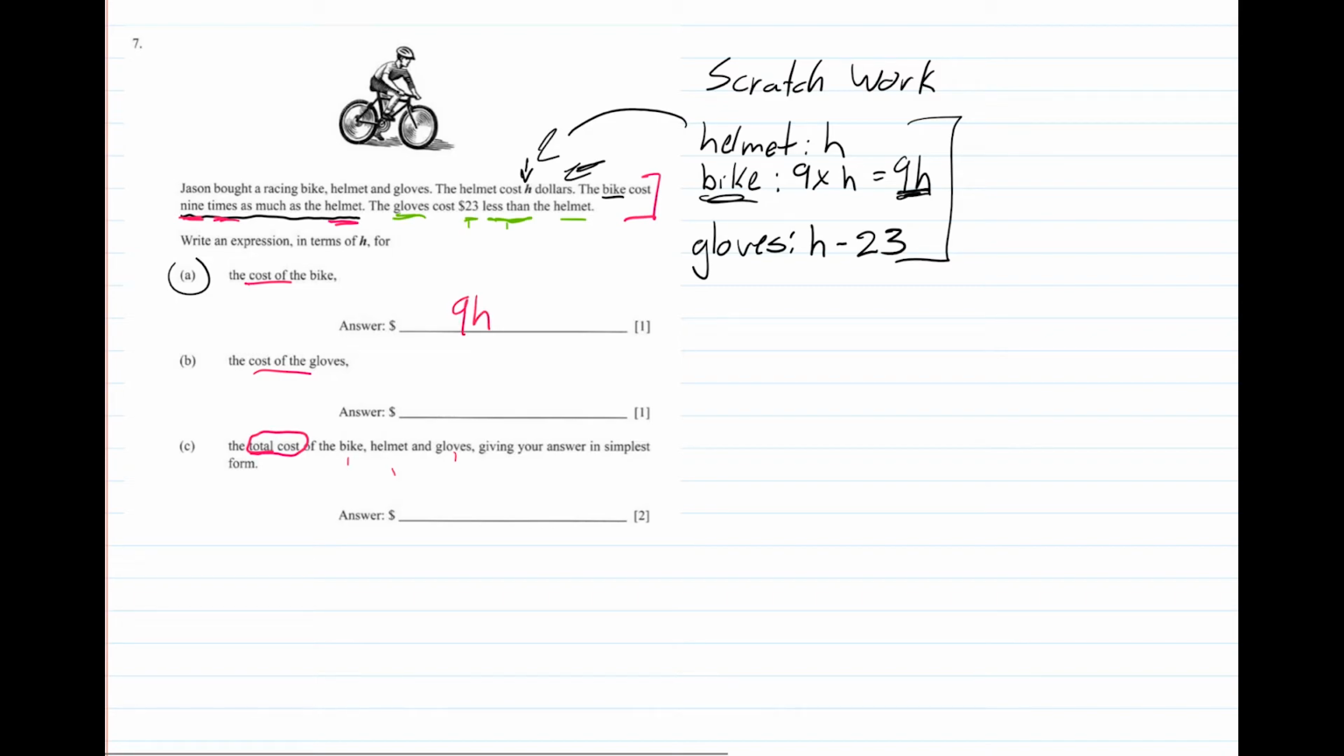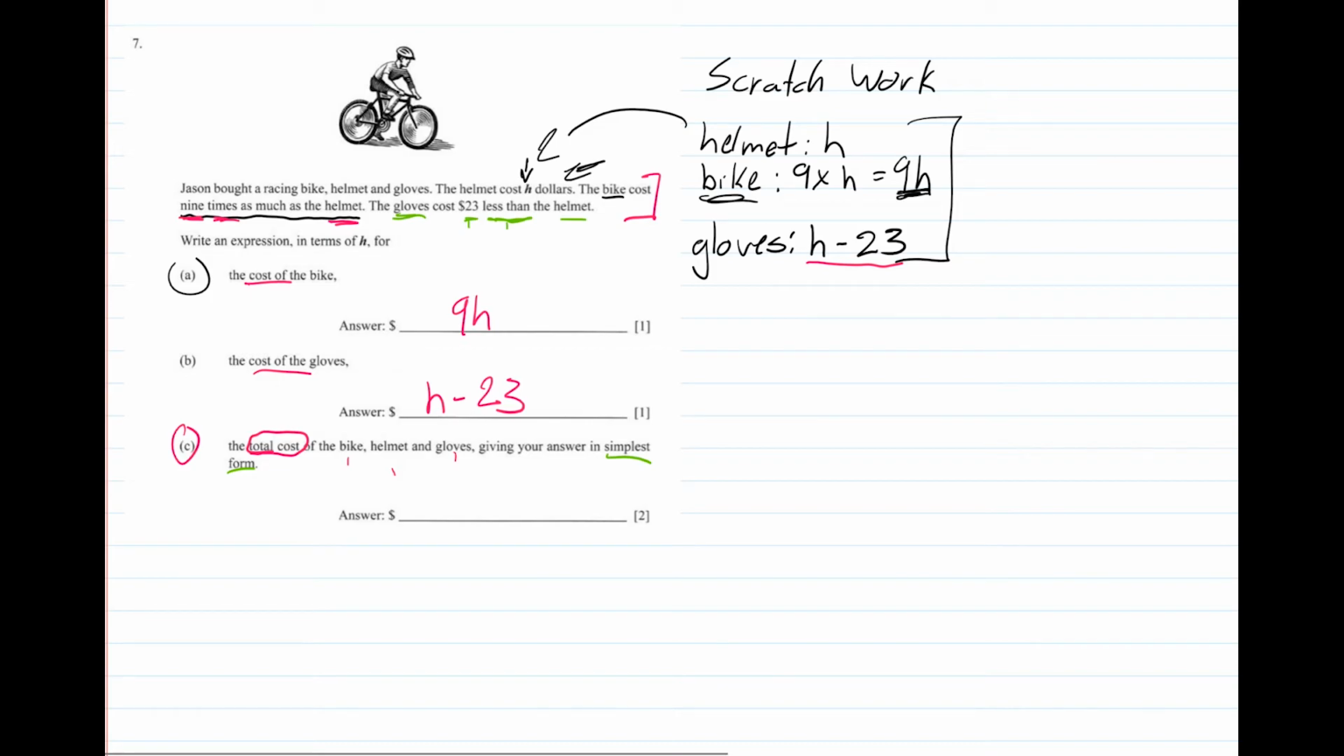Now they want us to tell them the cost of the gloves. The cost of the gloves, as we wrote here, is just H minus 23, because in the question it says the gloves cost $23 less than the helmet. So that's just going to be H minus 23. Simple as that. Now for part C, they want us to calculate the total cost of the bike, the helmet, and the gloves, and we have to give our answer in simplest form. We're going to go over what it means to be in simplest form.